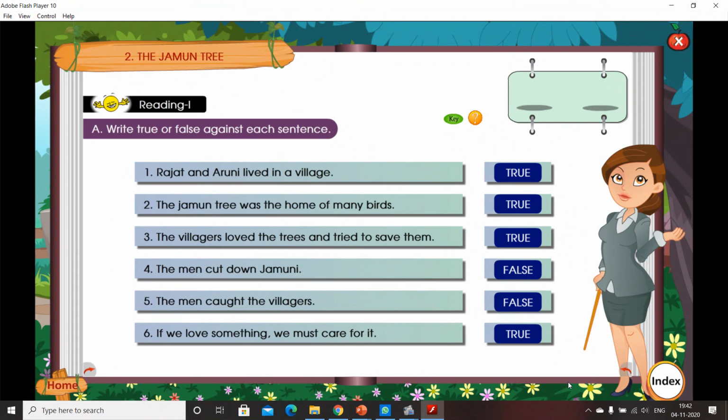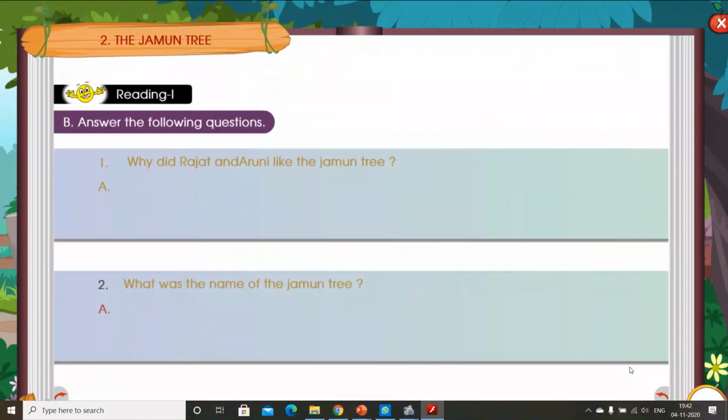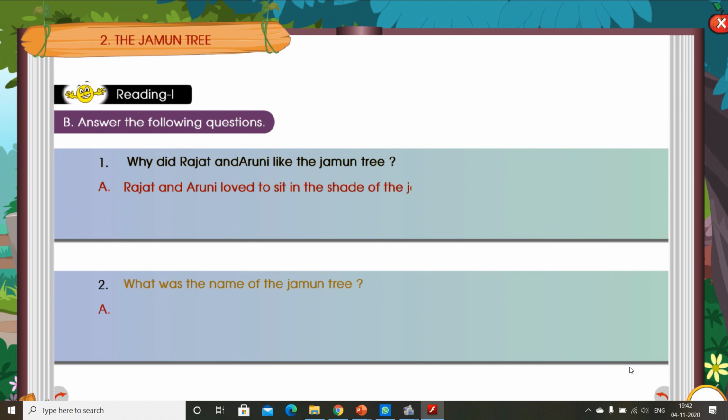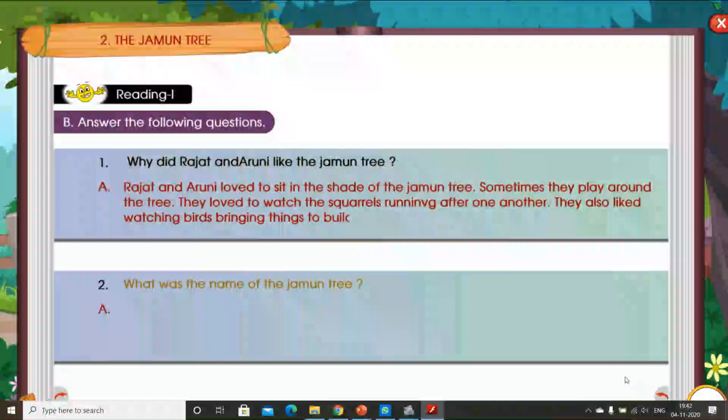Answer the following questions. Why did Rajat and Aruni like the Jamun tree? Rajat and Aruni love to sit in the shade of the Jamun tree. Sometimes they play around the tree. They love to watch the squirrels running after one another. They also liked watching birds bringing things to build their nests. What was the name of the Jamun tree? The name of the Jamun tree was Jamuni.